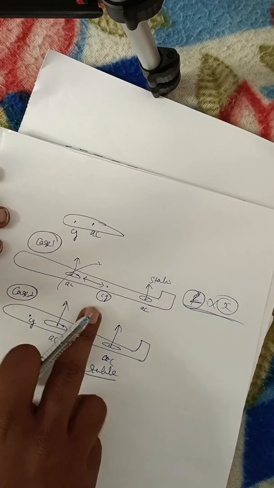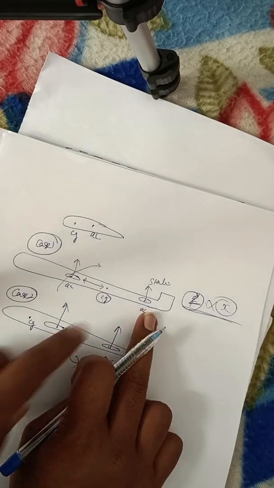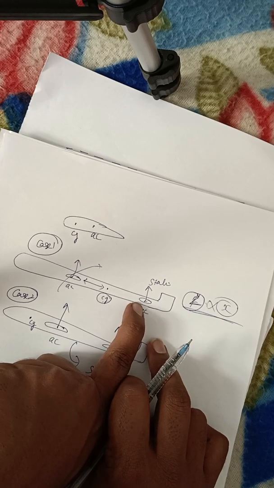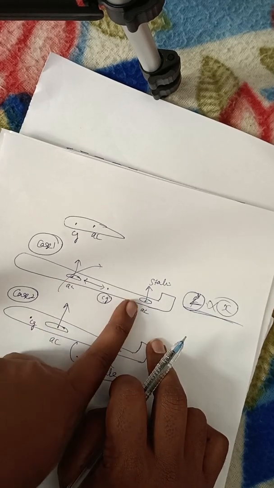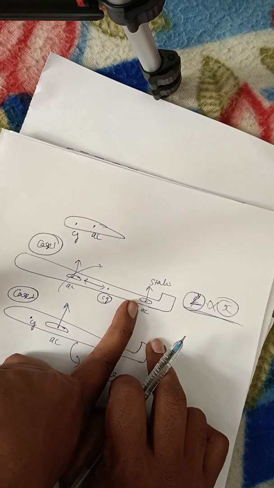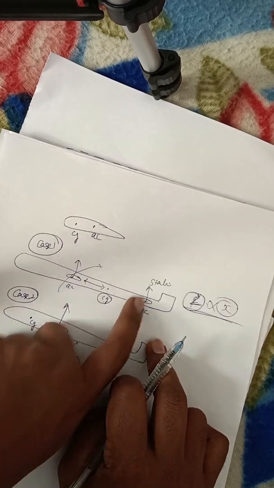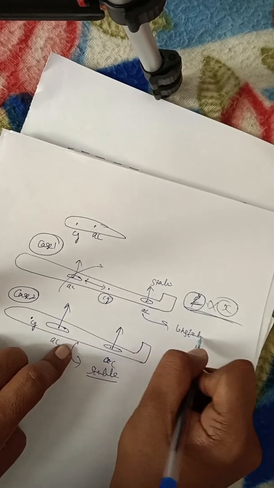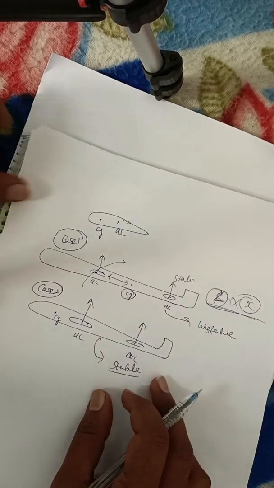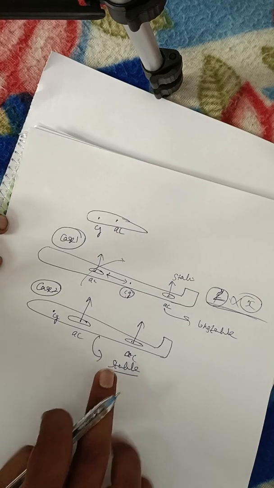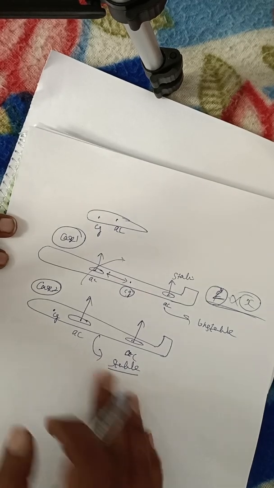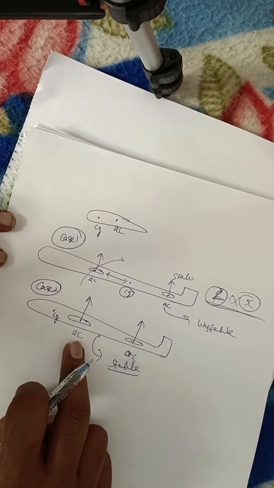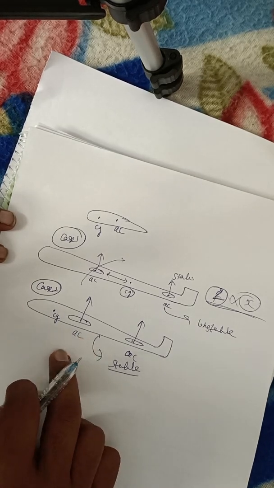Am I right? So here, if the tail's contribution is greater than the wing's contribution, obviously it is stable. If the wing contribution is more than the tail contribution, then it is unstable. That's it. But in this condition, it is stable. Okay. But as a designer, can we prefer this configuration here? Can we prefer this configuration?